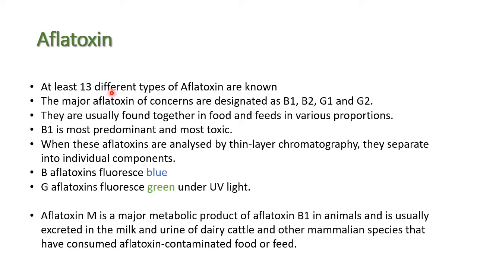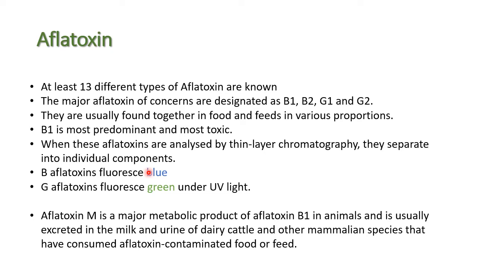Now for aflatoxin, there are at least 13 different types known, but the major aflatoxins of concern are B1, B2, G1, G2. They are usually found together in food and feeds in various proportions. That means you may find a combination of blue aflatoxin and green aflatoxin together. But B1 is most predominant and most toxic. When these aflatoxins are analyzed using thin layer chromatography, they separate into individual components, and that is how you detect their presence.